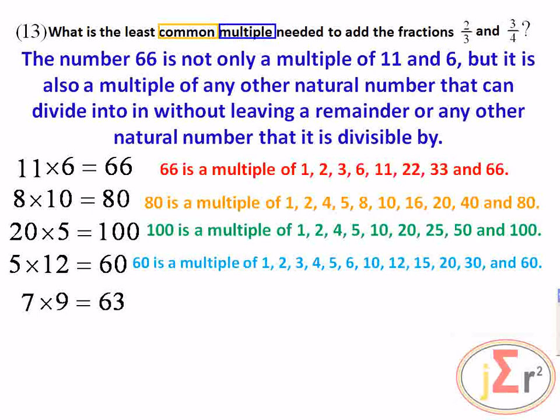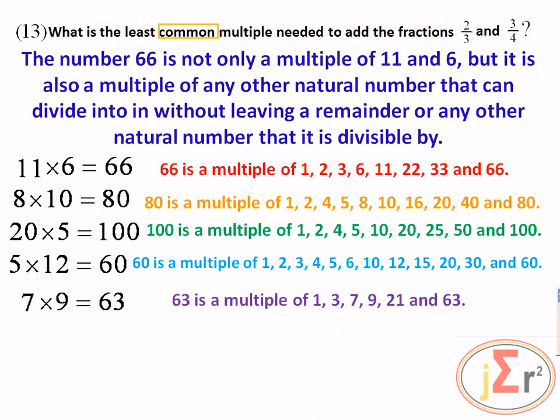What about 63? 63 is a multiple of 1, 3, 7, 9, and 21. Okay. So 63 has a few factors. So there are quite a few numbers that 63 is a multiple of. So 63 is not only a multiple of 7 and 9, it is also a multiple of 1, 3, 21, and 63.